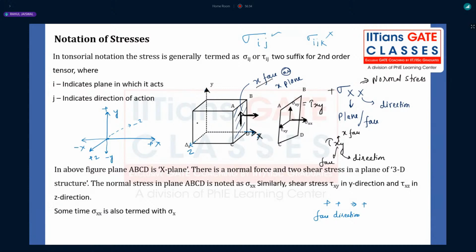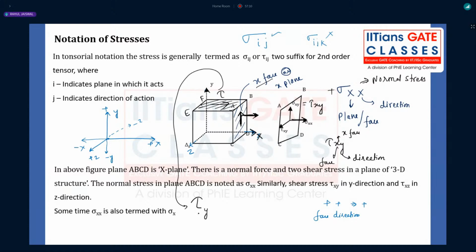Suppose, for example, I apply the shear stress like this, then what will you read, whether it is positive or negative, whether it is tau yz or tau xz. Tell me guys, on which phase is it acting? First suffix, on which particular phase is it acting? It is acting on a y phase. Why? Because what is the perpendicular axis passing through this ABEF plane? Y. So y will come.